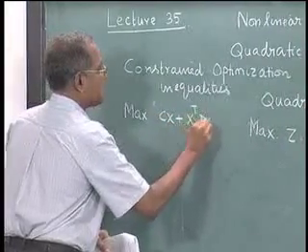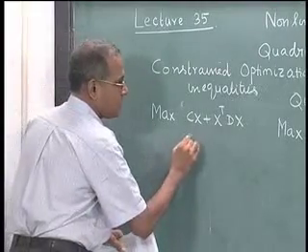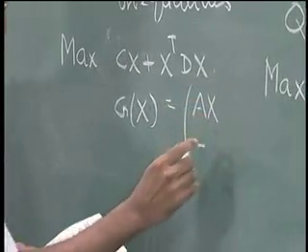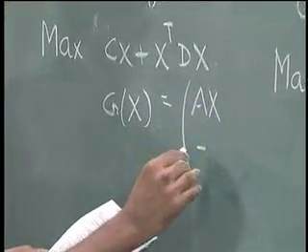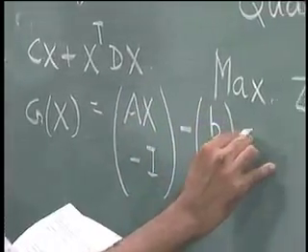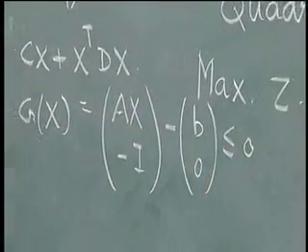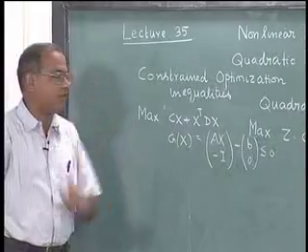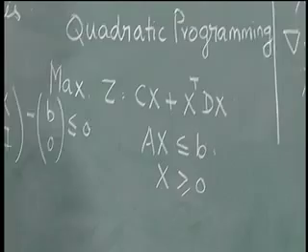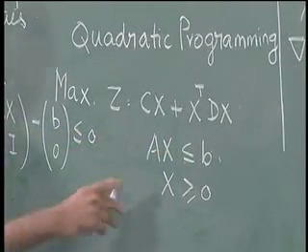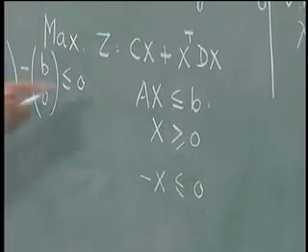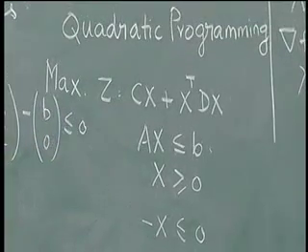So when we do that, we now get it of this form: maximize Cx plus x transpose Dx, subject to the condition that g of x equals Ax minus b is less than or equal to 0. Now the Kuhn-Tucker conditions were derived for g of x less than or equal to 0. Therefore Ax minus b automatically qualifies because it is of the less than or equal to type. x greater than or equal to 0 is written as minus x less than or equal to 0. Therefore these two put together now form the constraint set g of x.